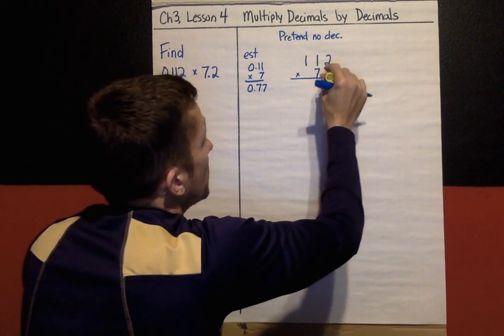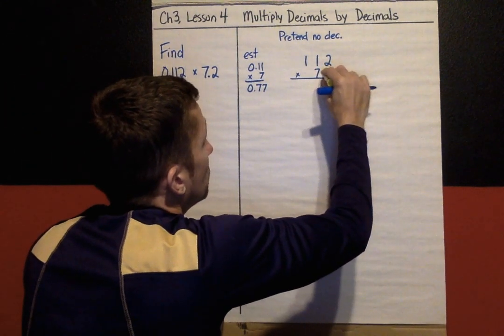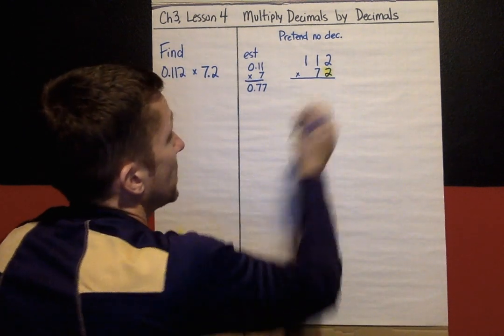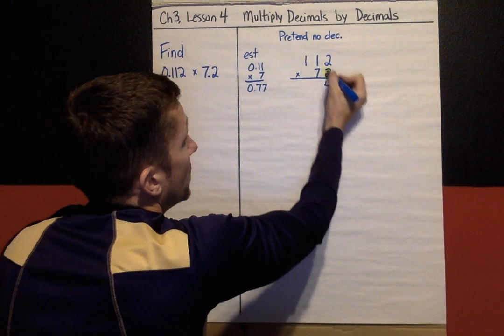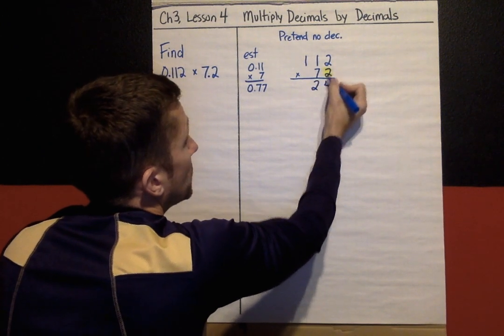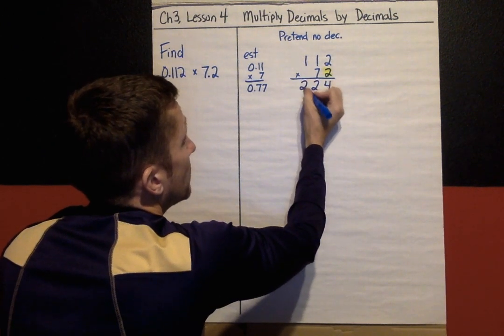I'm starting with the 2. And the pattern is 2 times 2, which is 4. 2 times 1, 2, and 2 times 1, 2.